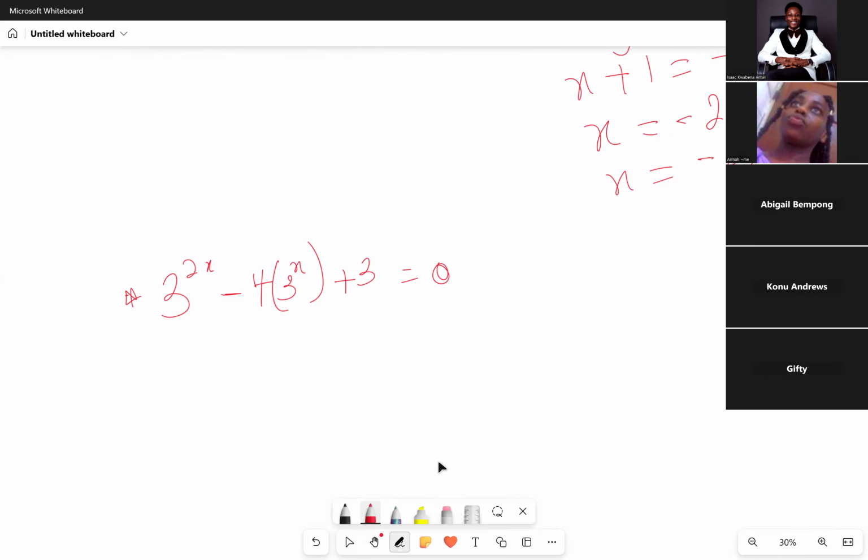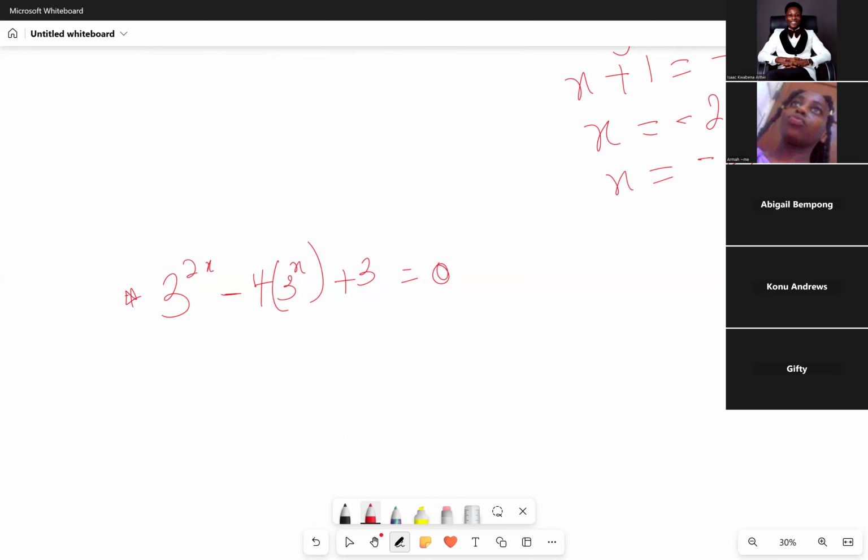It says if 3 exponent 2x minus 4 into bracket 3 exponent x plus 3 equals 0. Find x. Listen, you will meet this kind of question when I'm in logarithm. Something similar will occur. Let me show you how to go about that.